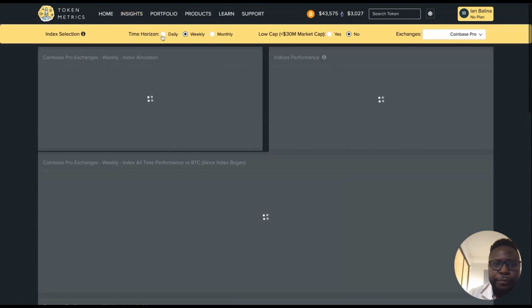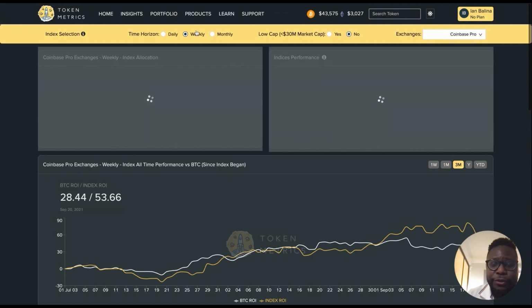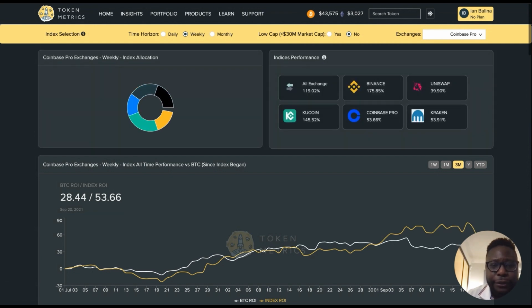Right. So we've changed the user interface for indices to make this a lot simpler. And now the indices can have up to just 5 tokens as opposed to having 10. It varies, right? But now it will have minimum 5 tokens. So for example, looking at this, we have the ROI for all exchanges: Binance, Uniswap, Kraken, Coinbase, KuCoin. So KuCoin index is doing pretty well. So let me change to KuCoin.